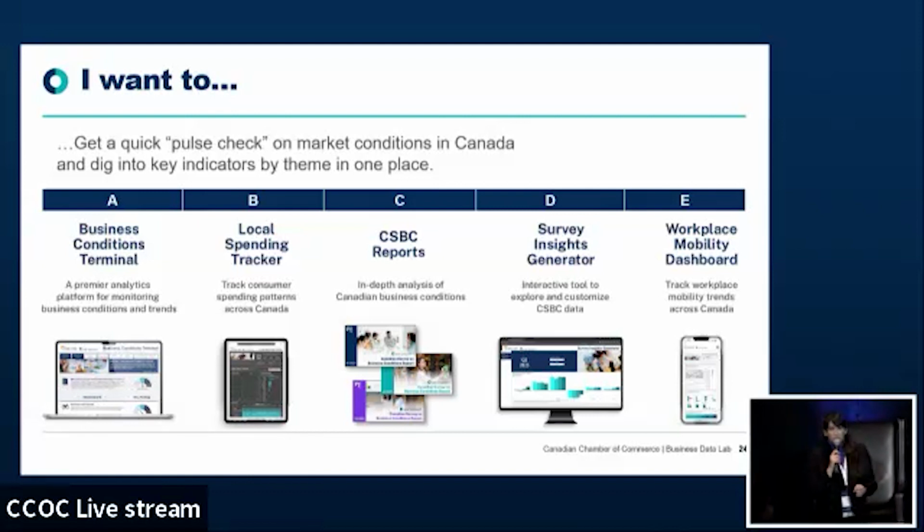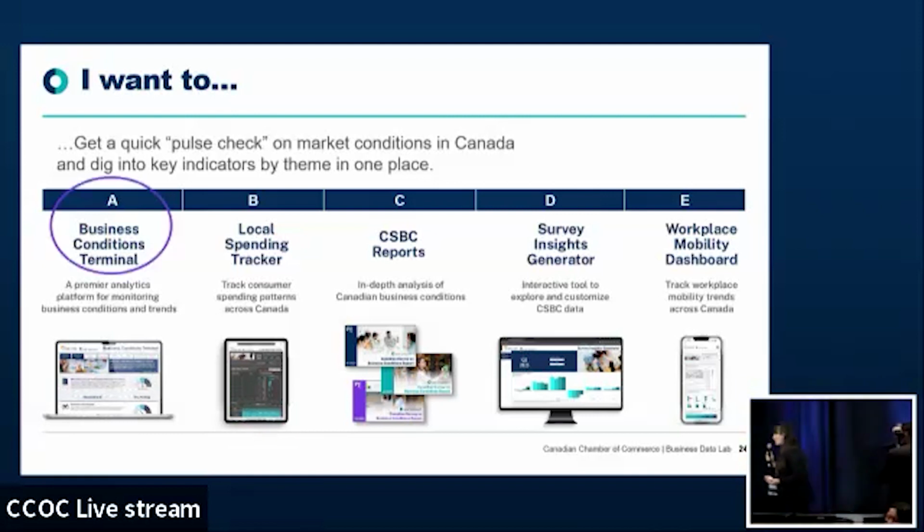Okay, we're seeing a lot of migration towards A. I feel like you should follow the herd. If people are moving in a direction, they probably know more than you. There are some contrarian members here in the chamber network. That's good. We would like to see a little bit over here. See the majority going to A. What's the correct answer, Steve? The correct answer is, of course, the business conditions terminal. Congratulations. A's the answer.